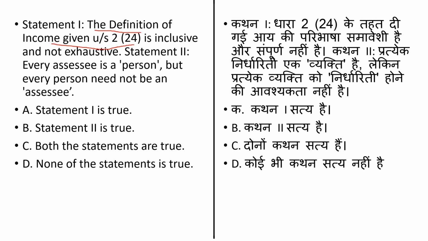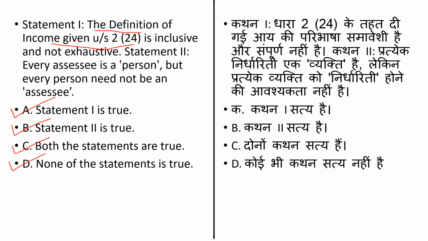For this, the first option is statement 1 is correct. Option B is statement 2 is true. Option C is both the statements are true, and option D is none of the statements is true. Every assessee is a person, but every person need not be an assessee. Please remember this statement.